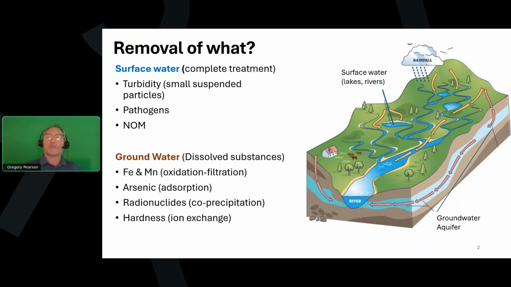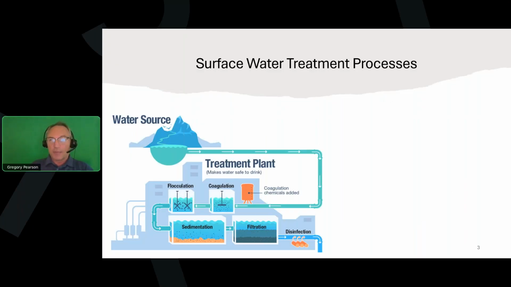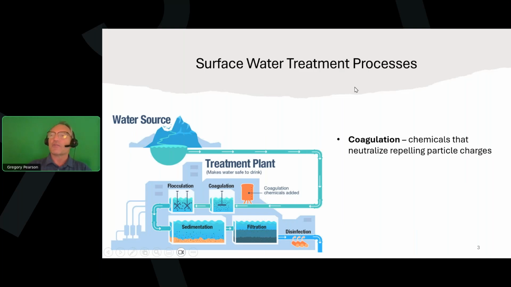But we'll start out with surface water. The Surface Water Treatment Rule specifies removal and disinfection to make sure that we are eliminating all of the hazards from pathogens in the water. But today we're just looking at the removal part. There are 4 steps generally in the surface water treatment process.